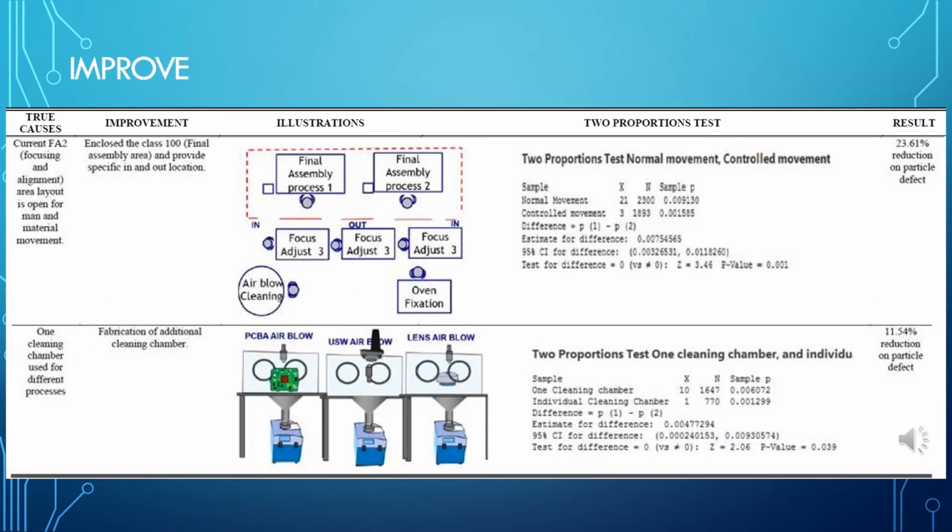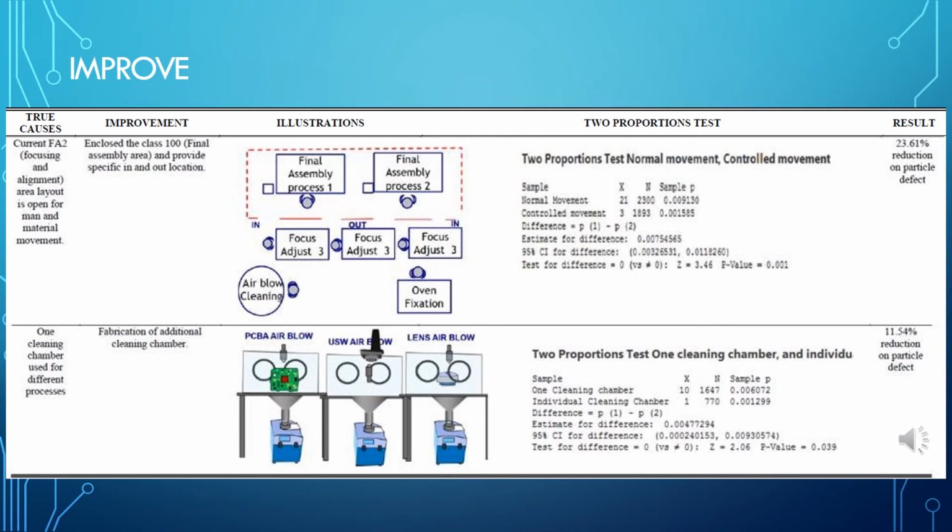For the sixth true cause, the current FA2, or focusing and alignment 2 area layout, is open for man and material movement. I performed a two proportions test and the result is a 23.61 reduction on particle defect. What improved here is to enclose the class 10 or class 100 final assembly area and provide specific in and out locations. This is the sample illustration.